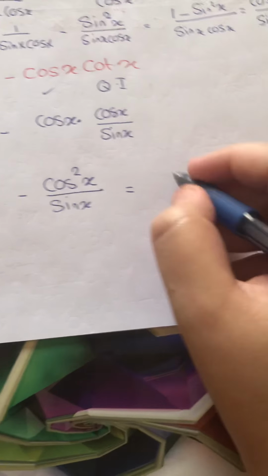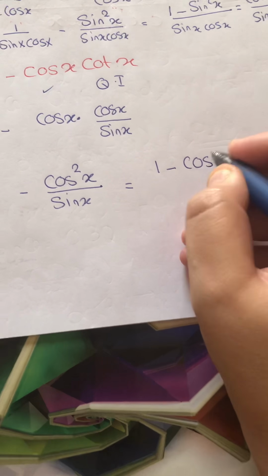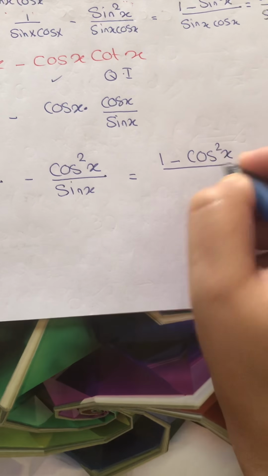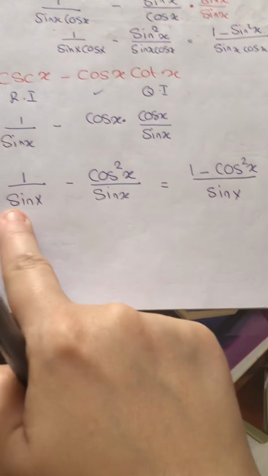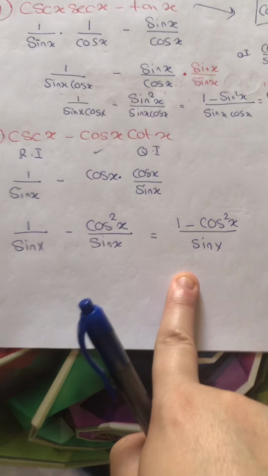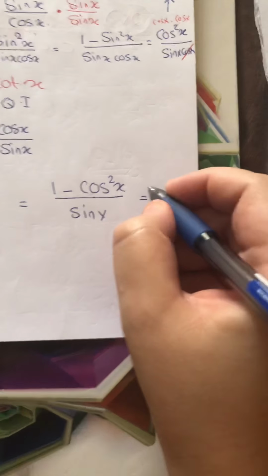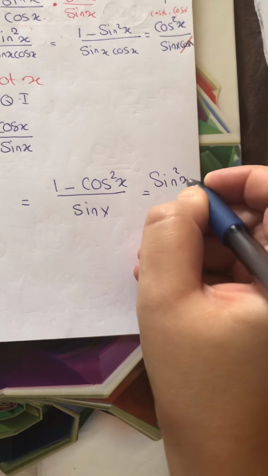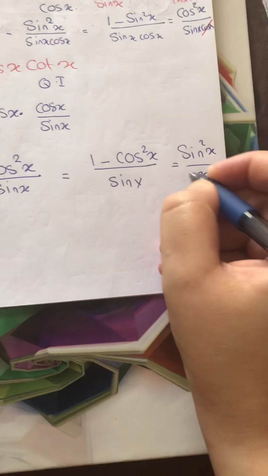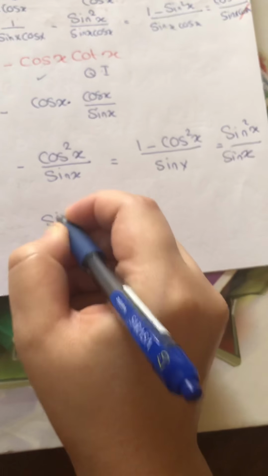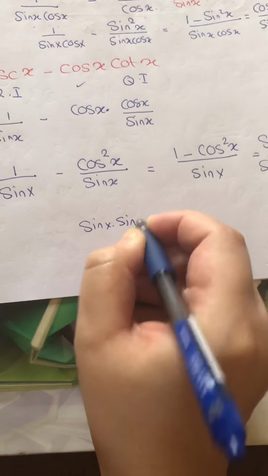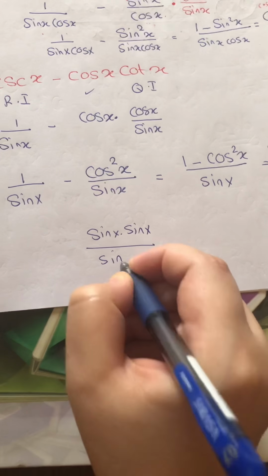So I started seeing a Pythagorean identity over here, all over sine x. When you subtract, denominators do not change. You just copy the same denominator as you used to do with numbers. So what is 1 minus cosine squared x? Sine squared x. So I have sine squared x over sine x. I'm sorry, that's the same as sine x times sine x all over sine x.